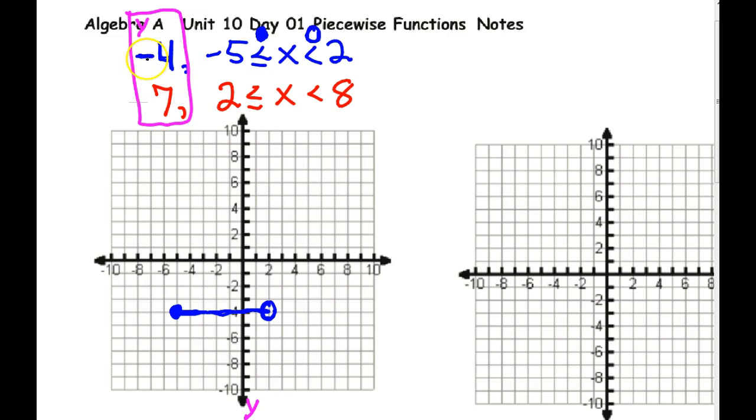First piece is done. Second piece, start at y = 7, which is up here, and it's going to go from x = 2 to x = 8. So here's 2, here's 7, 6, 7, 8. This is 7, and this is going to go all the way to 8. And once again, closed circle at the 2, open circle at the 8.